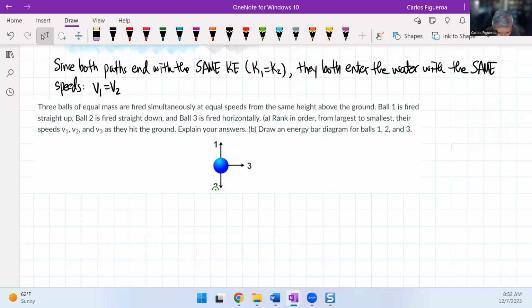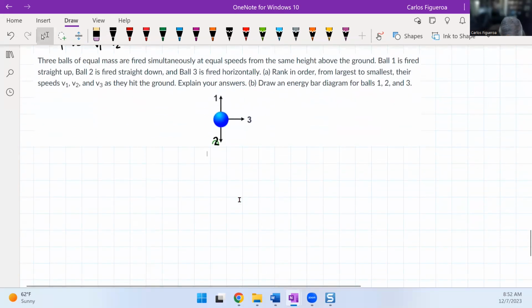Now, one of the things we want to look at here is that you have 3 balls that are fired simultaneously at equal speeds from the same height from the ground. So we see here that we have three paths, 1, 2, and 3. So let's try to set this picture up.